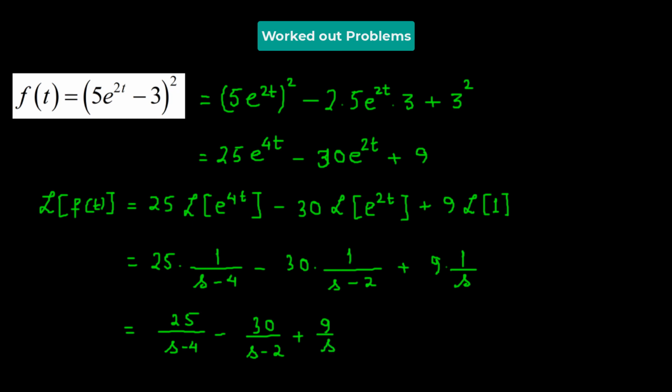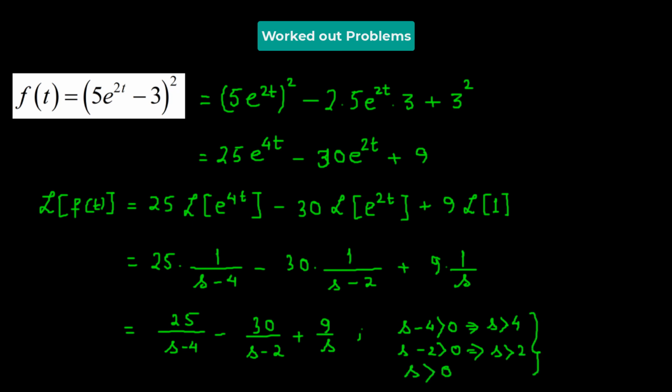So this is the required Laplace transform, and this transform is going to exist if s minus 4 is greater than 0, which implies that s must be greater than 4. For the second term it exists for s minus 2 greater than 0, which means that s must be greater than 2, and for the third term we have s must be greater than 0.